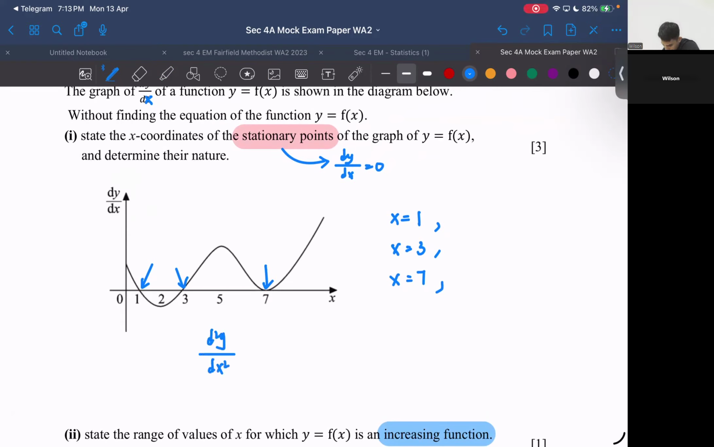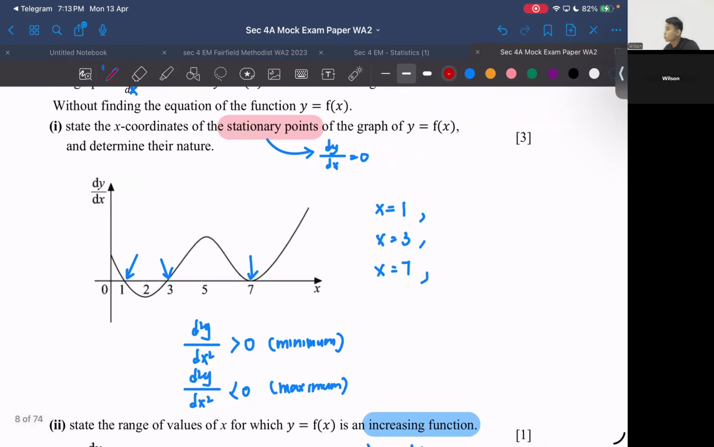Okay, now we can find out the nature of their roots, which is d squared y over dx squared. If it's greater than 0, it means that this is a minimum. Okay, and if d squared y over dx squared is smaller than 0, it means it's a maximum. Now this one we know, right? So what does it actually mean? So minimum goes from negative to positive over here. For your maximum, it goes from positive to negative.